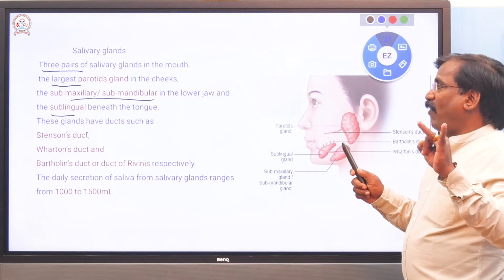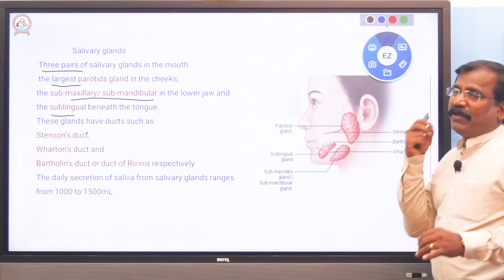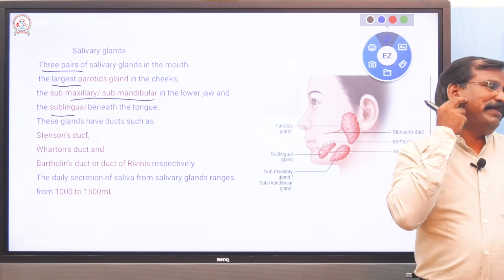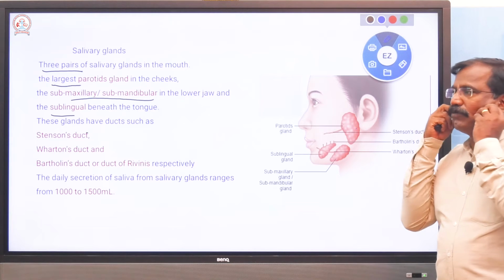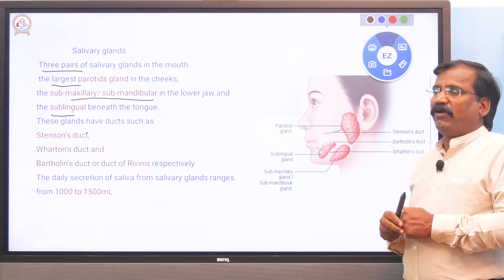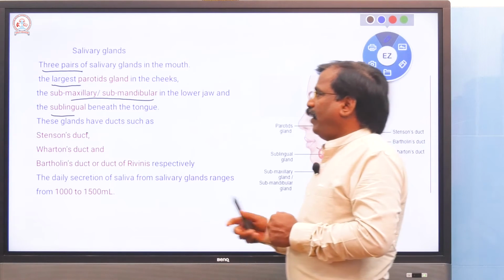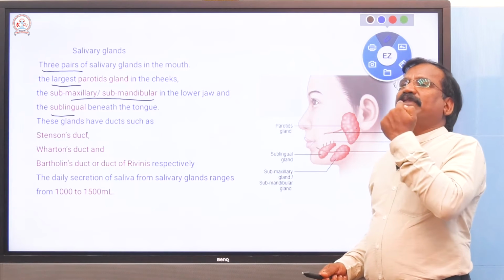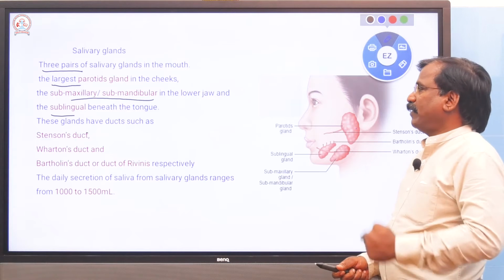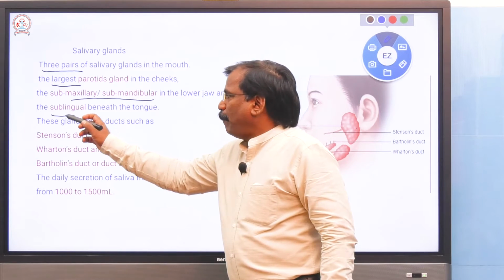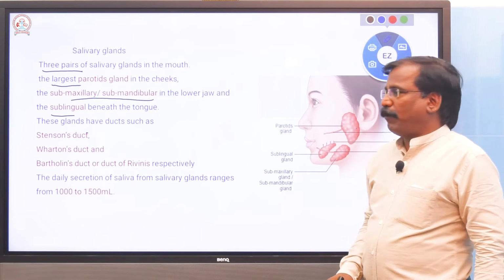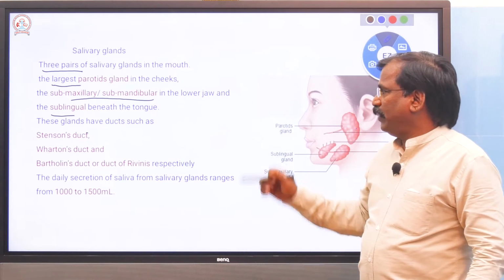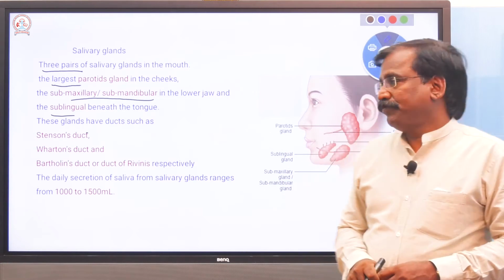Submaxillary or submandibular is below the ear, at the junction of the upper jaw and lower jaw, where they connect. That is submaxillary or submandibular. And sublingual: lingua means tongue, so below the tongue, that is called sublingual. These are the 3 pairs.